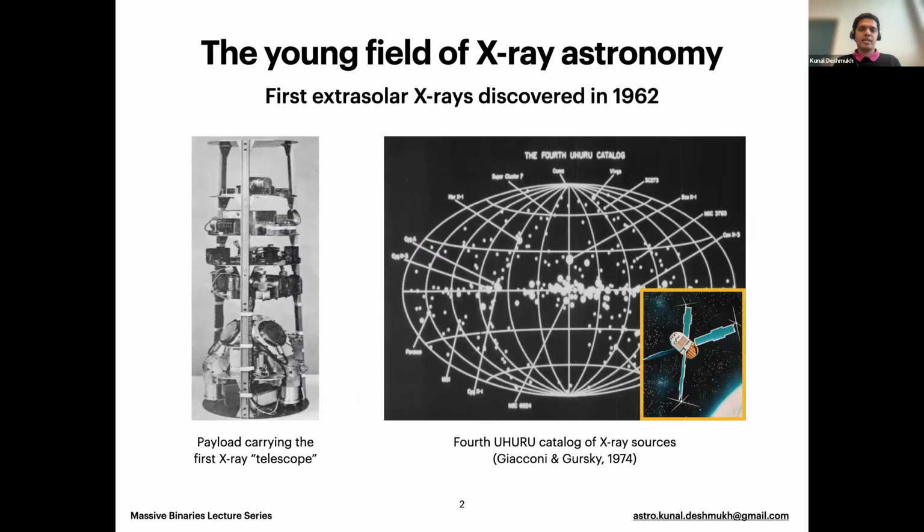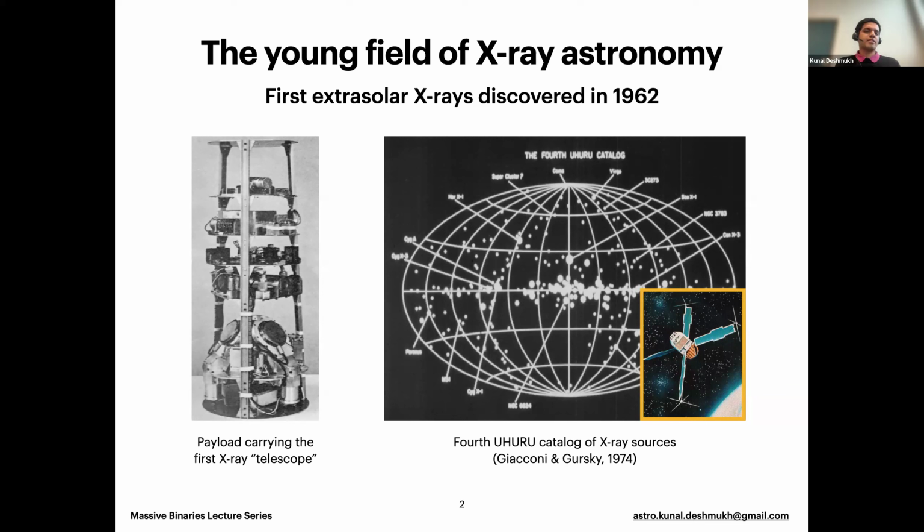X-ray astronomy, unlike optical astronomy, is a very young field. The first X-rays from a source other than the sun were only discovered in 1962. So on the left here we see a picture of this quote unquote telescope. It's not exactly a telescope; it's more of a detector, which was shot up on a rocket above the Earth's atmosphere to see if we can detect X-rays from extrasolar sources. And that is how the first X-rays were discovered.